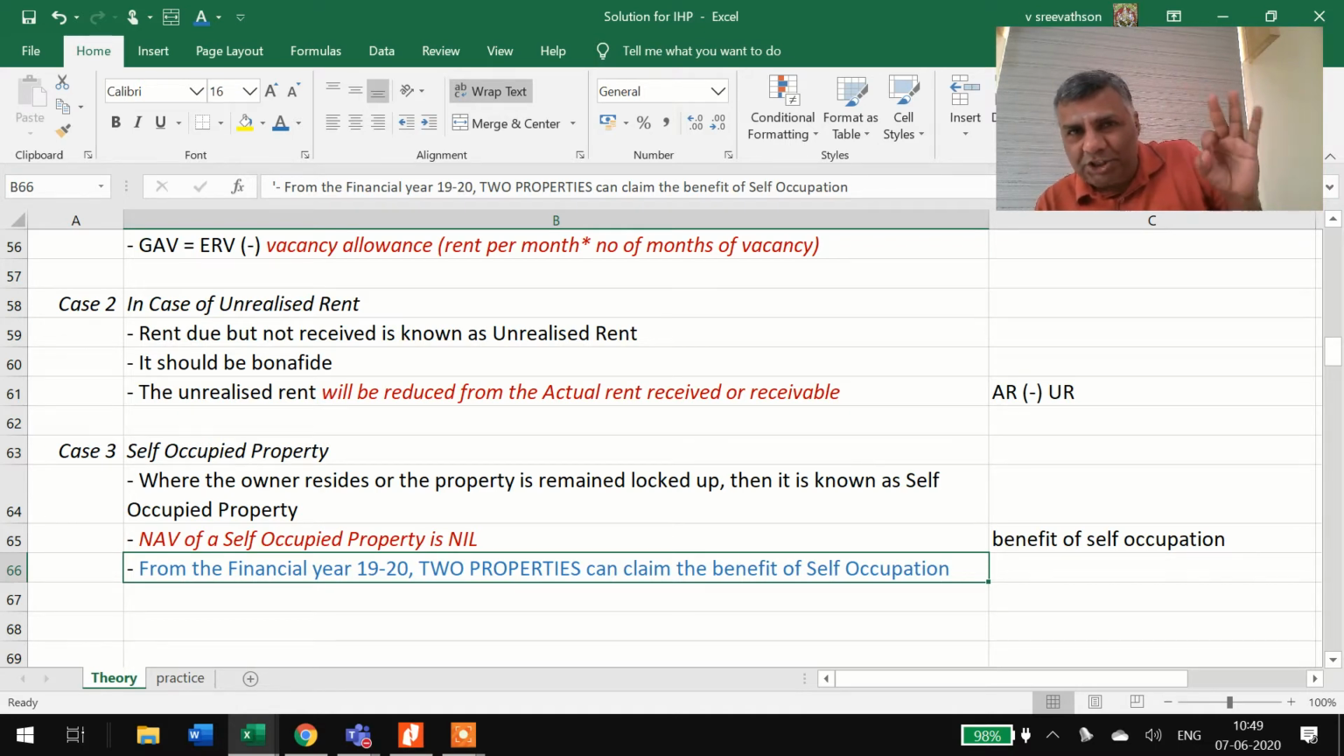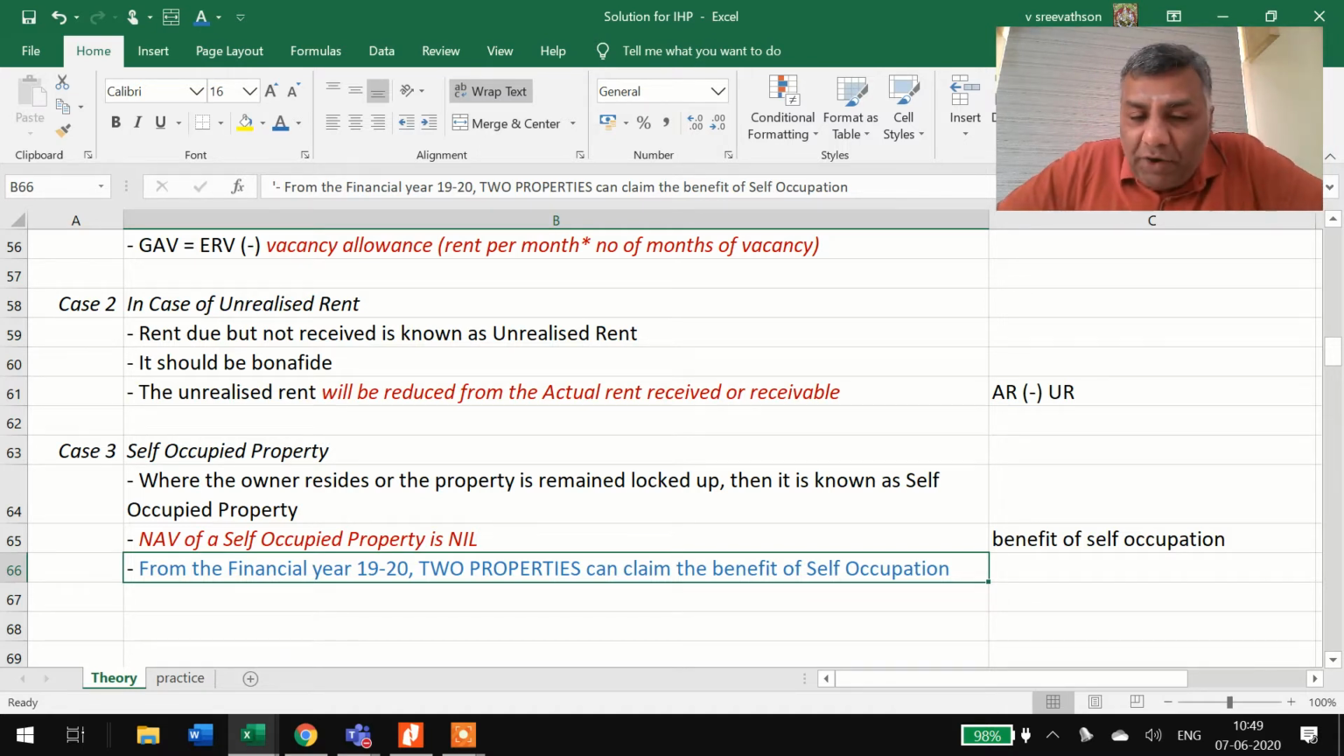From financial year 1920, the law is considerate enough to give the benefit. What is the benefit of self-occupation? NAV being nil. So from financial year 1920, the benefit of self-occupation can be claimed for two properties.